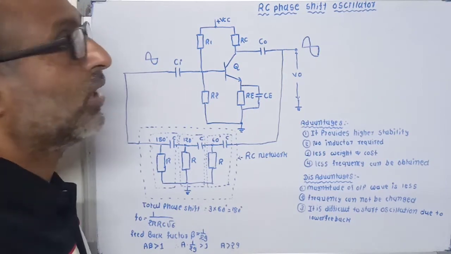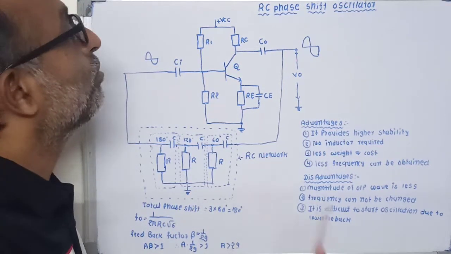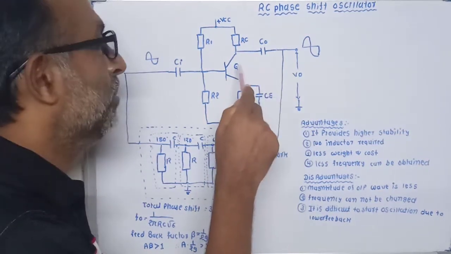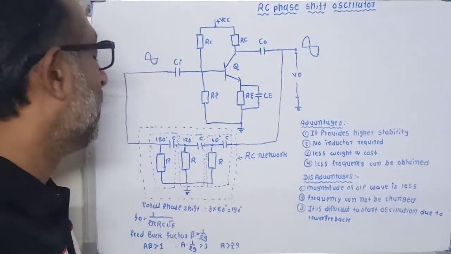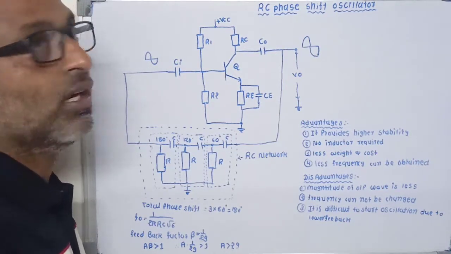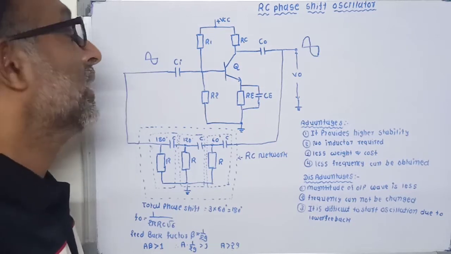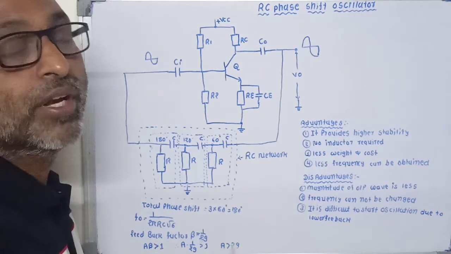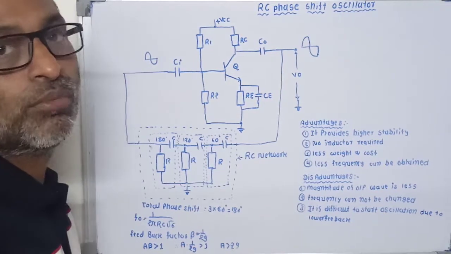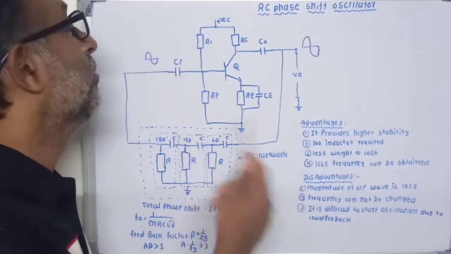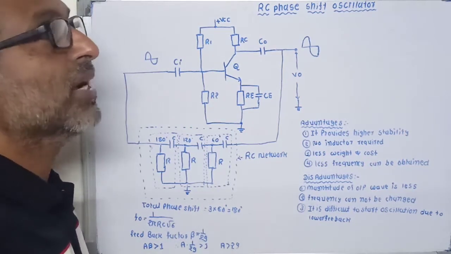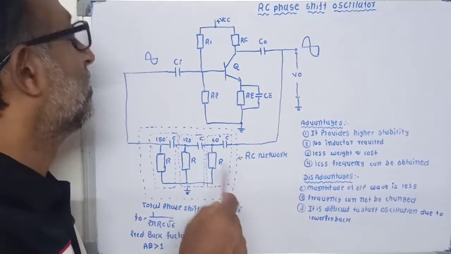So the total phase displacement of this oscillator is 180 degrees provided by the amplifier and 180 degrees provided by this RC phase shift network. So the total phase difference is 0. That means there is no phase difference between the input signal and the output signal, or you can also say zero phase difference between input and output. Thus positive feedback is obtained in this oscillator.